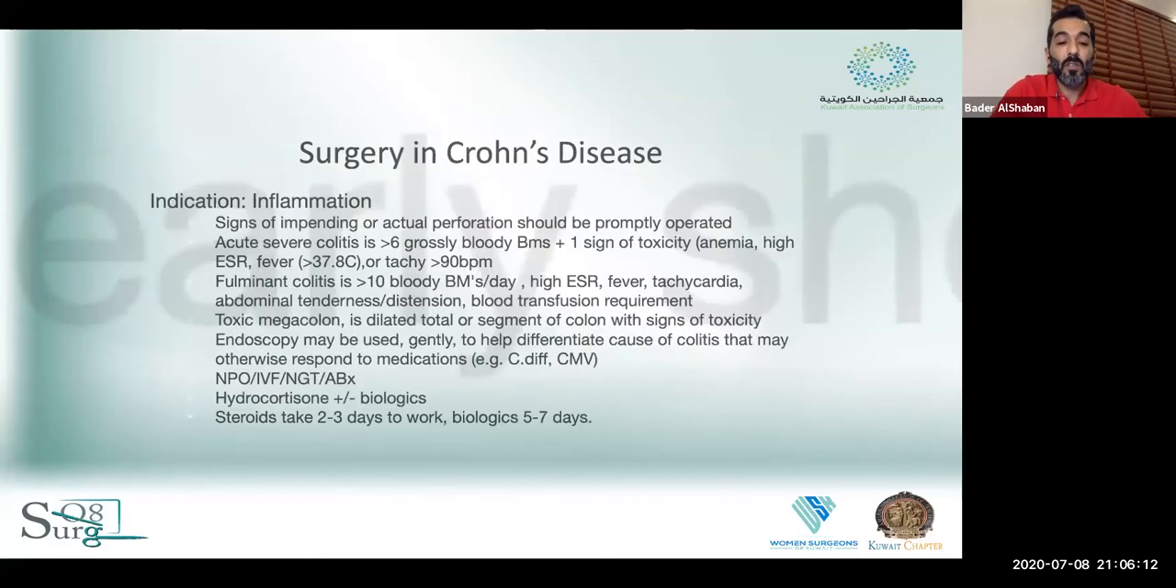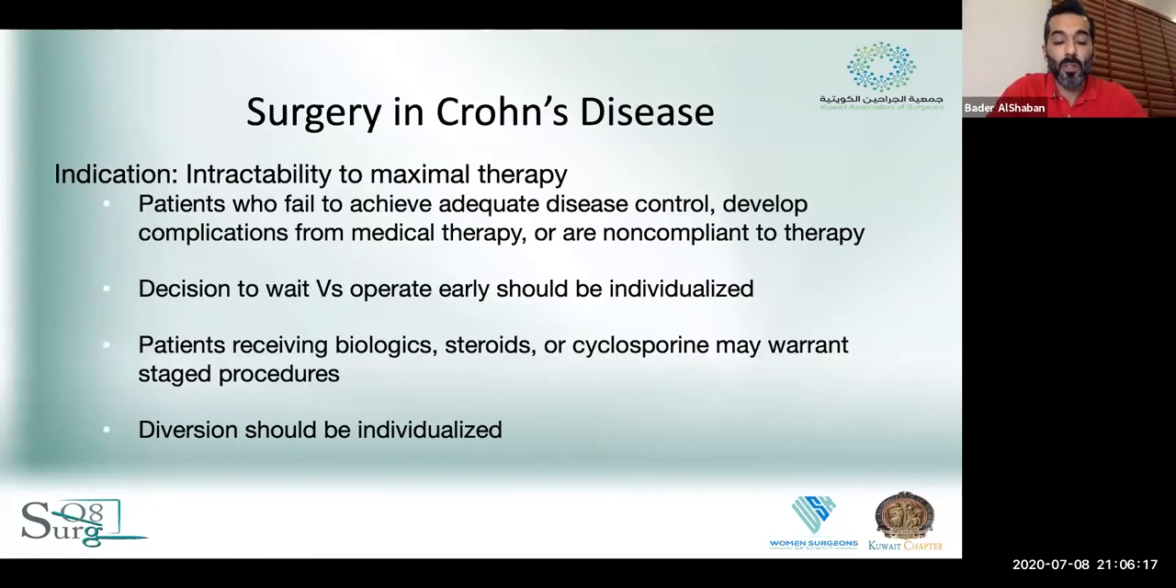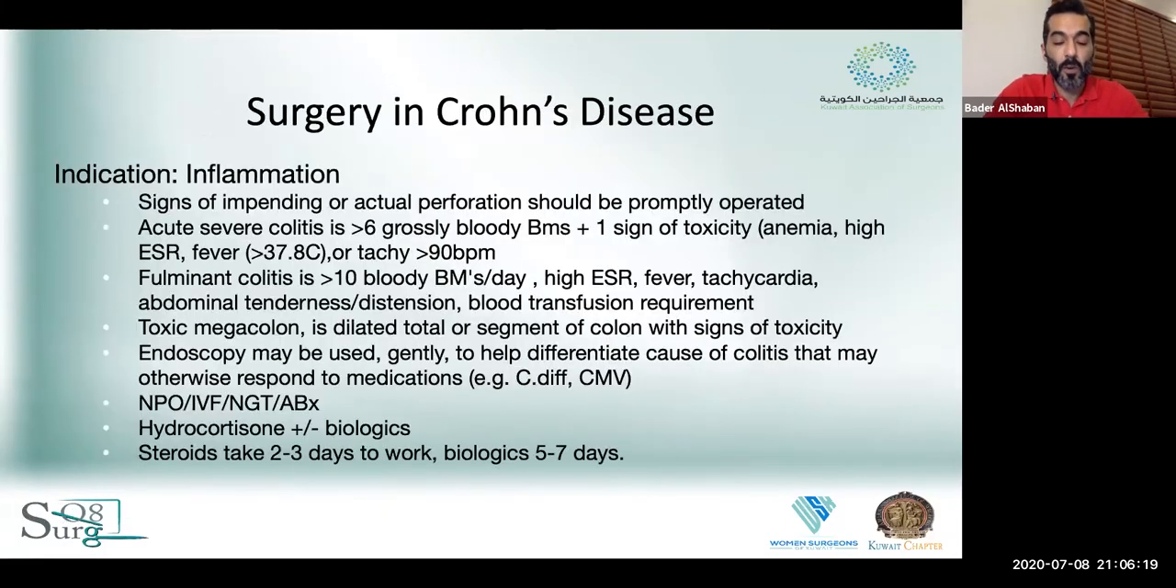Patients that are receiving biologics or active immune suppression or steroids may warrant a staged procedure due to the nature of perioperative complications. Inflammation is another indication in Crohn's disease. Signs of impending or actual perforation obviously need to be promptly operated on. Acute severe colitis in Crohn's disease is defined by more than 6 grossly bloody bowel movements with one sign of toxicity. When it becomes more than 10 bloody bowel movements, it turns into a fulminant colitis.